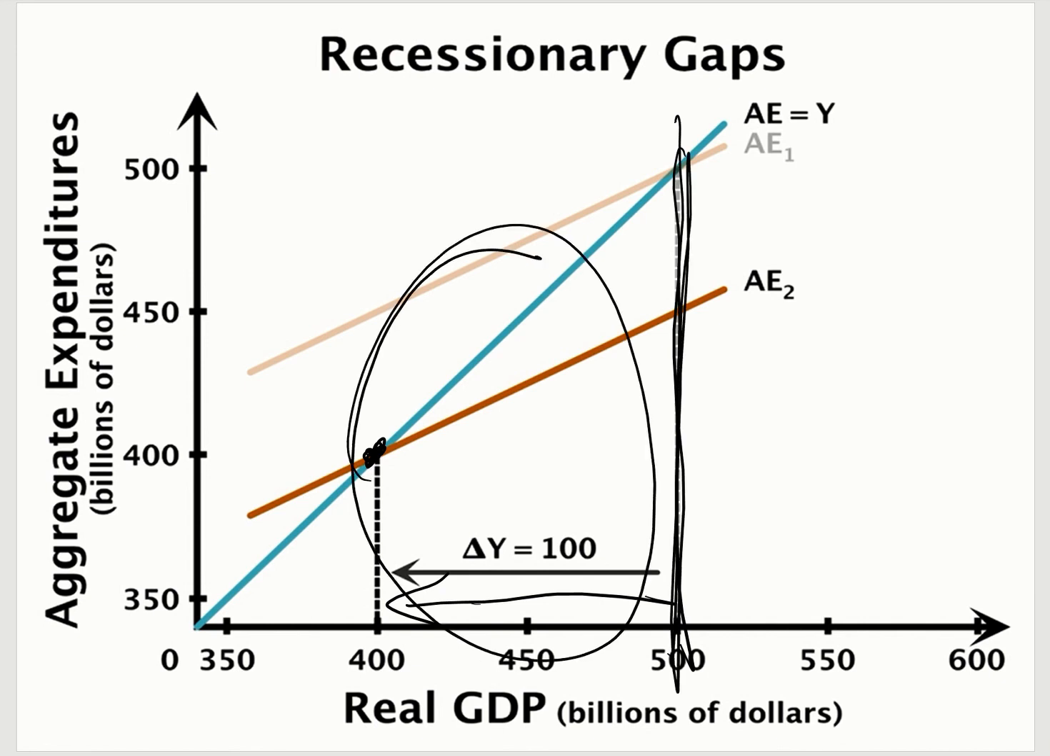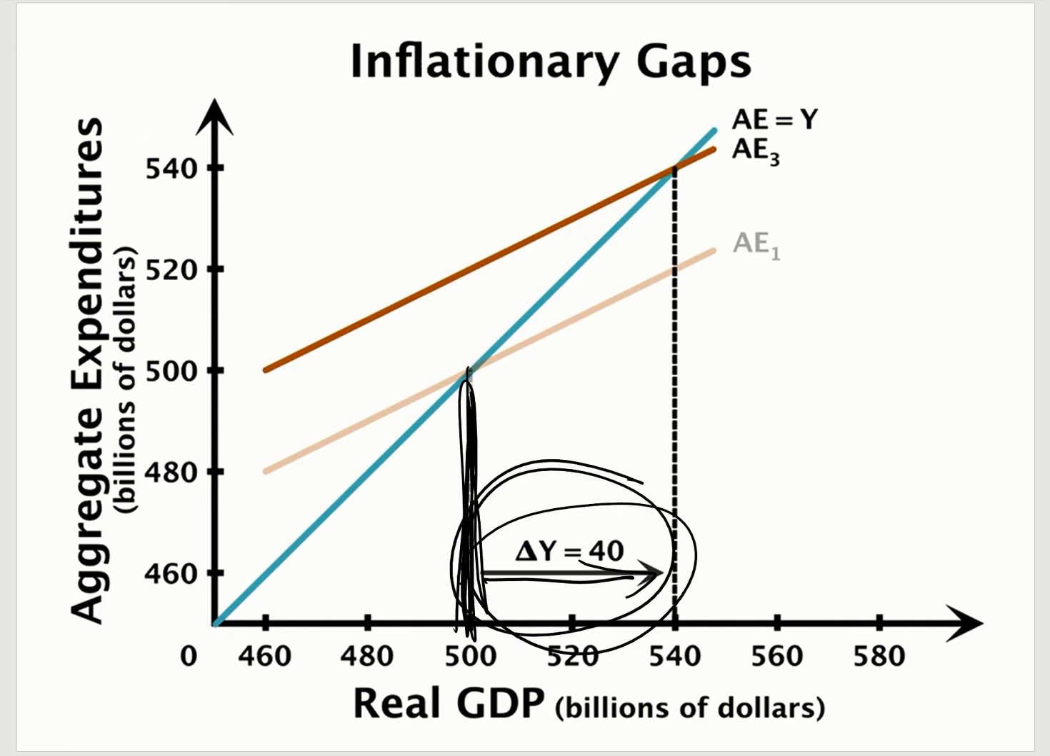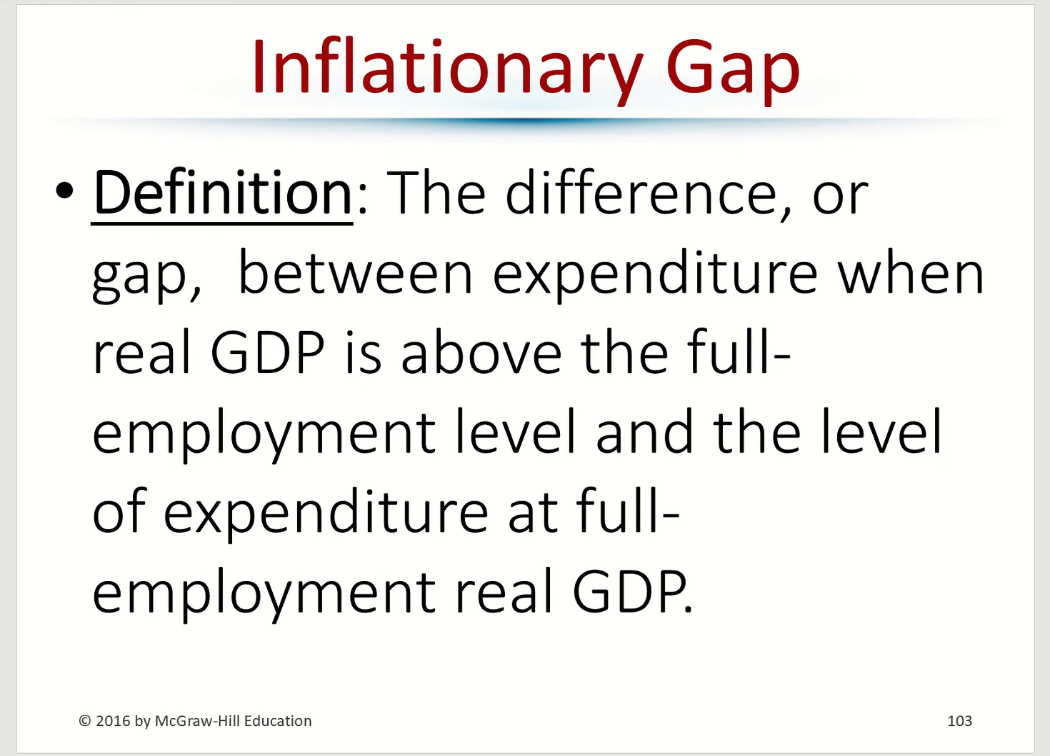Now, vice versa, if it's more. Let's suppose the economy goes up. So before, again, it was at 500, that was full employment, but now we increase to 540. Then this difference here is called an inflationary gap. So that's the difference whenever your real GDP is above the full employment level.